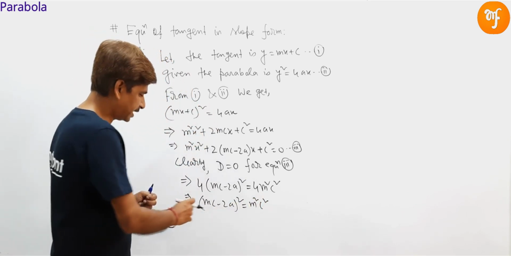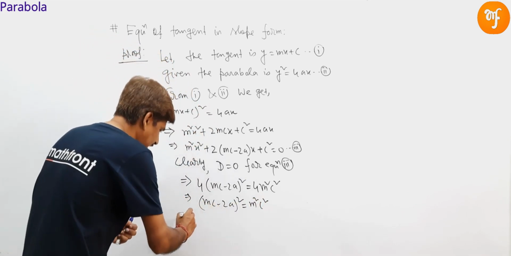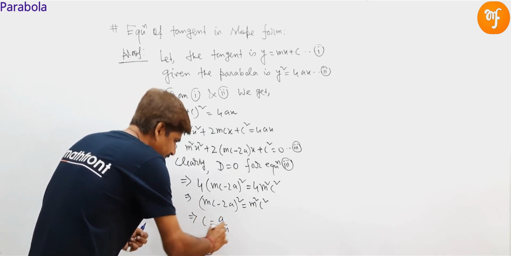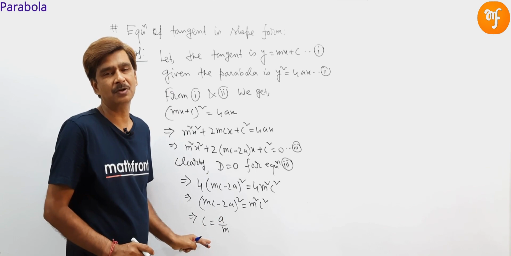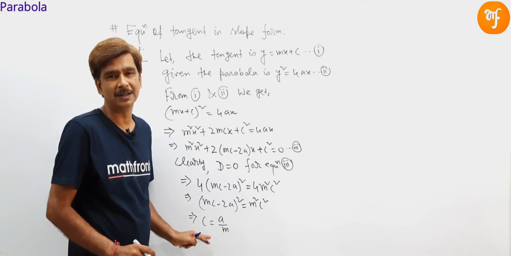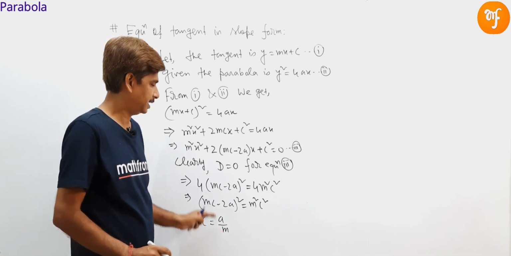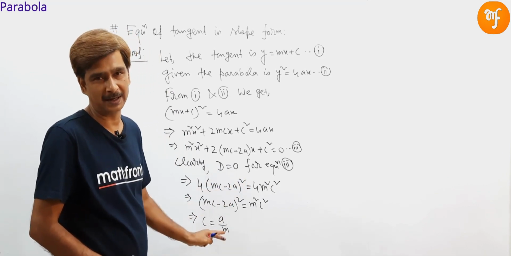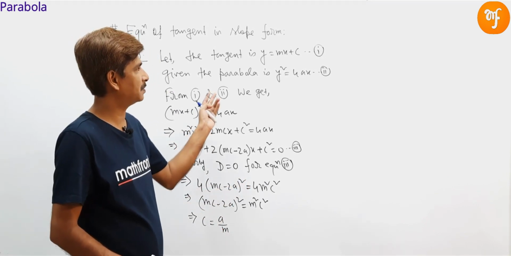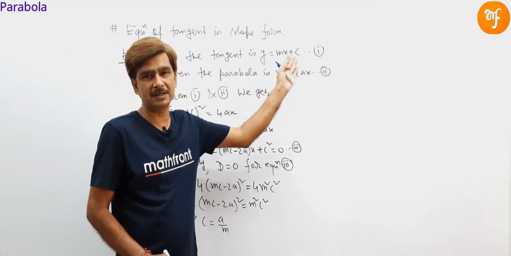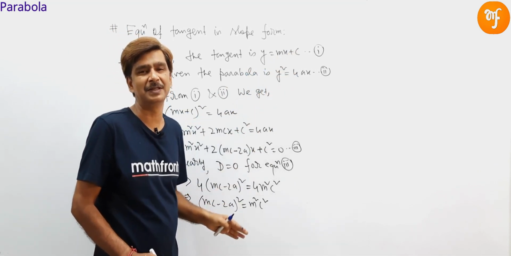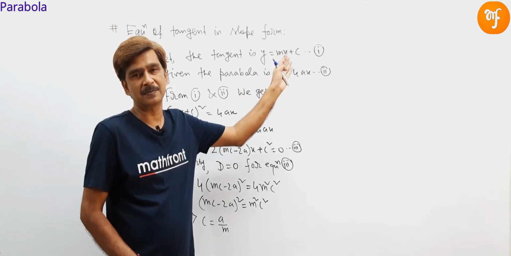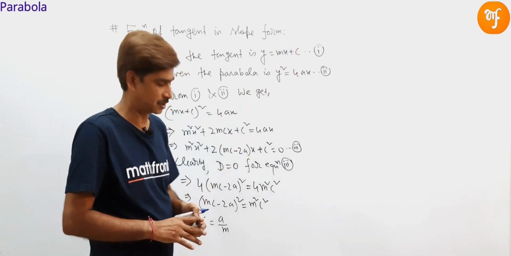Okay. So, if we expand it, we will get the value of c is equal to a by m. So, what will be the value of c? The value of c will be a by m if the discriminant becomes 0. That is the condition of tangency if we apply. So, the equation of the tangent becomes what? y is equal to mx plus c. That is, if we substitute the value of c by a by m, we will get y is equal to mx plus a by m as the equation of tangent.